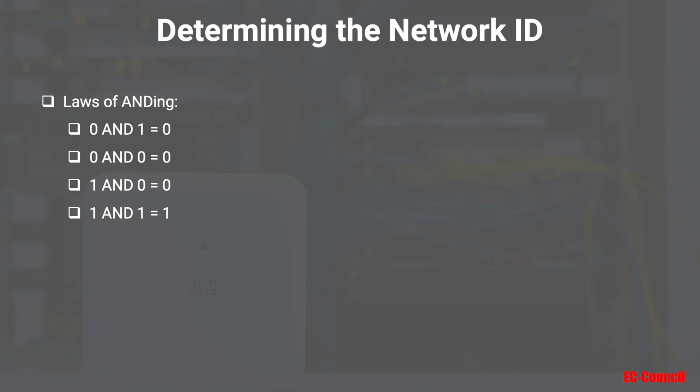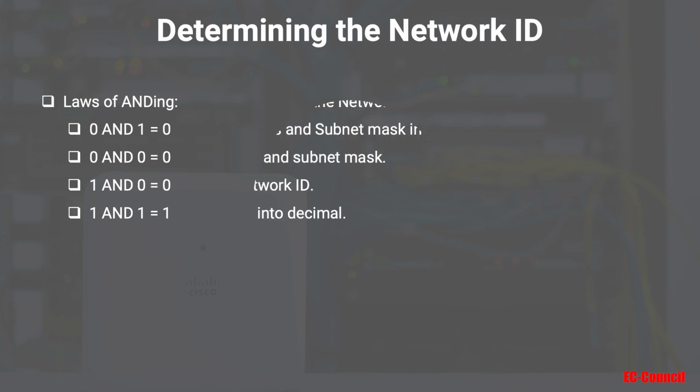These here are the laws of ANDing. 0 and 1, we have 0 as a result. 0 and 0, the result is 0. 1 and 0, we get 0. But 1 and 1, we get 1. So let's take a look at how we can go about determining the network ID properly.